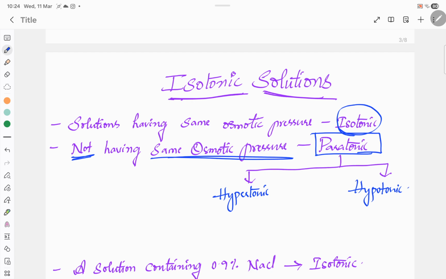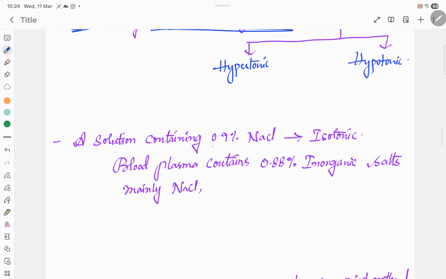Right? So it is not always necessary that solutions which are isoosmotic should be isotonic. So if a red blood cell is in contact with a solution that has the same osmotic pressure as that of the blood plasma, the cell wall will neither swell nor shrink. So it will retain its tone, and therefore the solution is called isotonic. And a solution containing 0.9% of NaCl, we call it isotonic. Why is only this 0.9% of NaCl called isotonic?